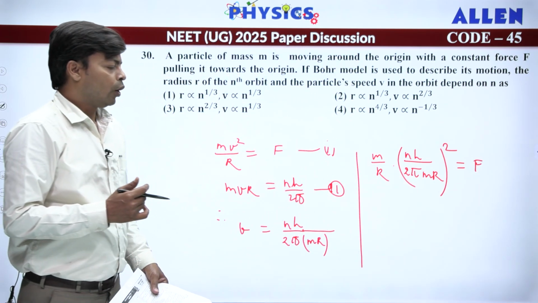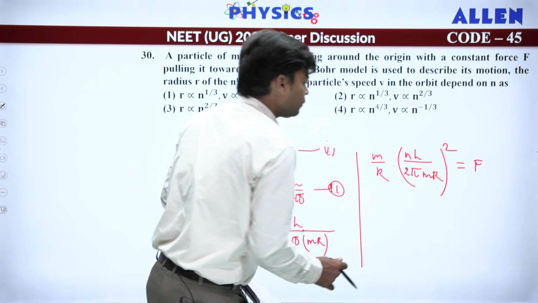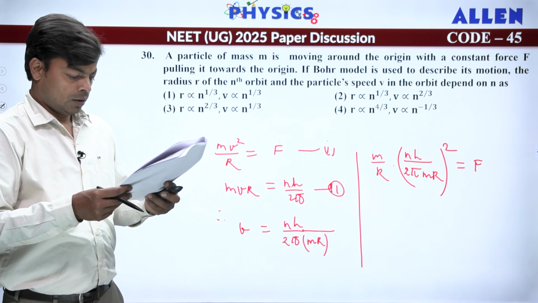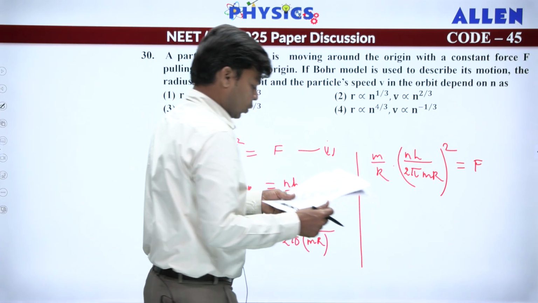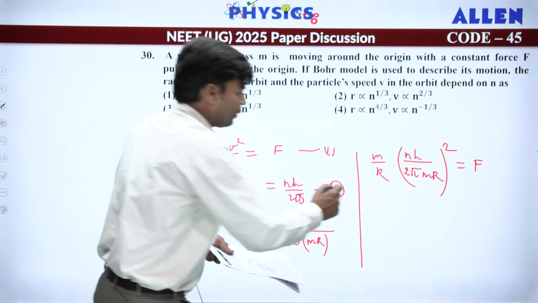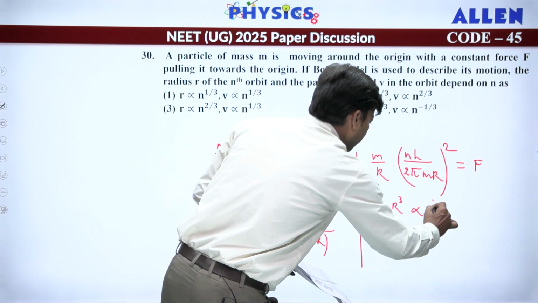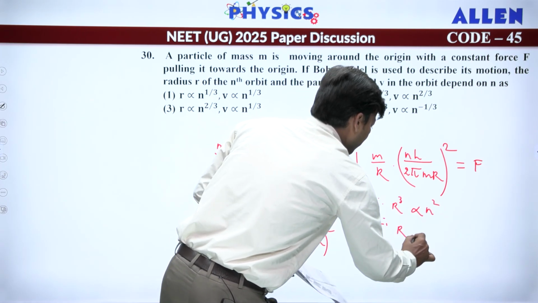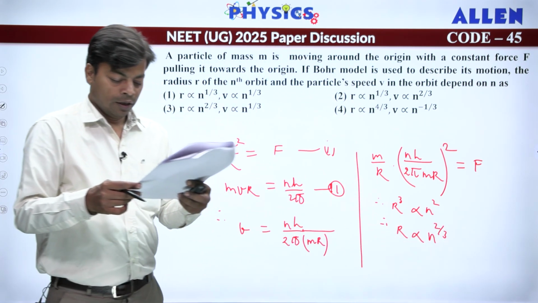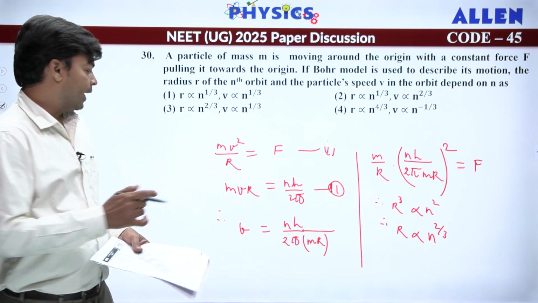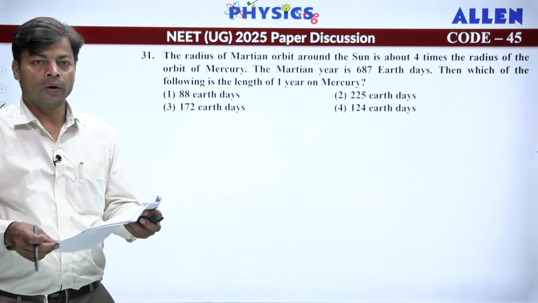So we can say on the left hand side that r cube is proportional to n square. Therefore r will be proportional to n to the power 2 by 3. And if we check, we will have option number 3 as the right answer. We will go to the next question, 31.